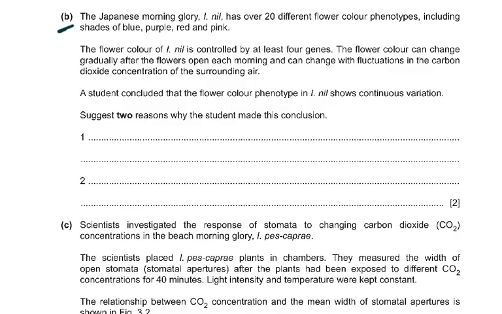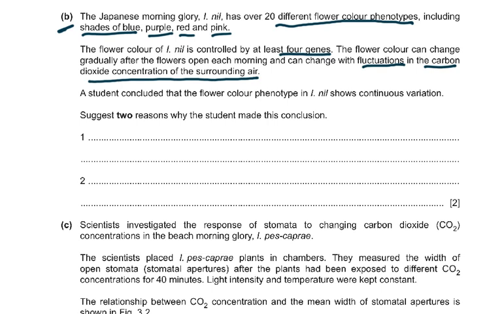Now coming to the B part of the question. The Japanese morning glory has over 20 different flower color phenotypes, including shades of blue, shades of purple, shades of red, and shades of pink. Wow, beautiful. God is great. The flower color is controlled by at least four genes. The flower color can change gradually after the flowers open each morning and can change with fluctuations in the carbon dioxide concentration of the surrounding air. Very interesting. So they are affected by the environment.